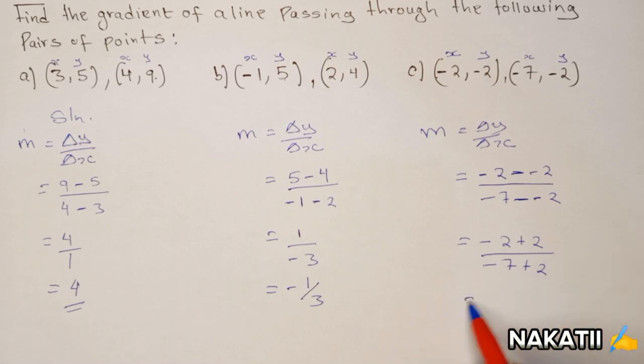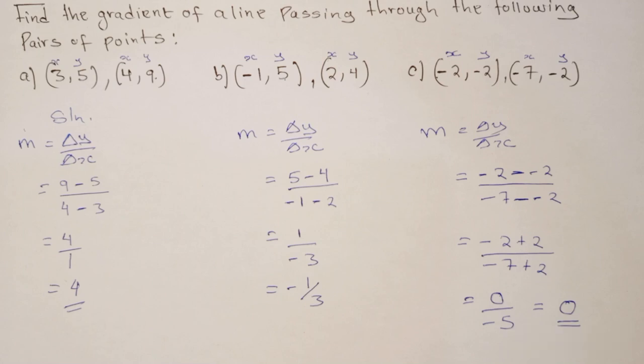So you will have negative 2 plus 2, it will give you a 0. Then divide by negative 7 plus 2, which is negative 5. So finally your answer will be 0. And that is how you find the gradient of points when you're given a pair of points.